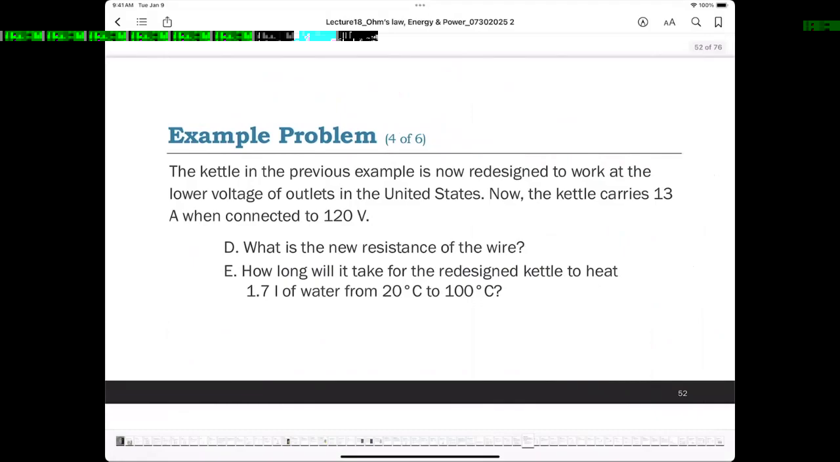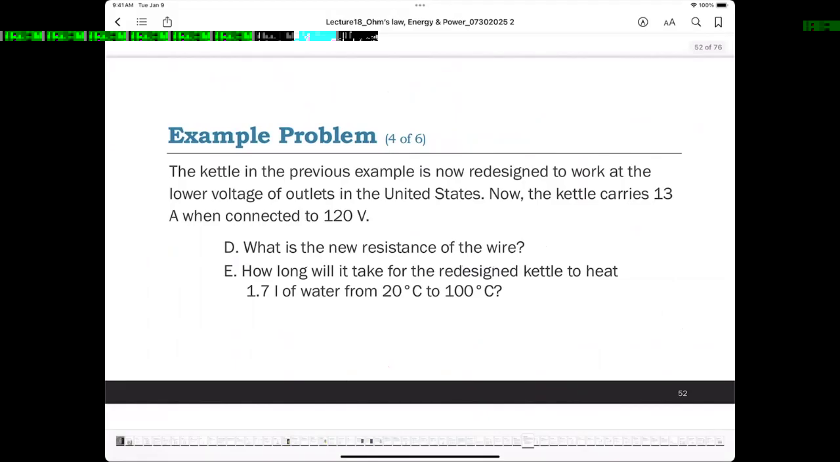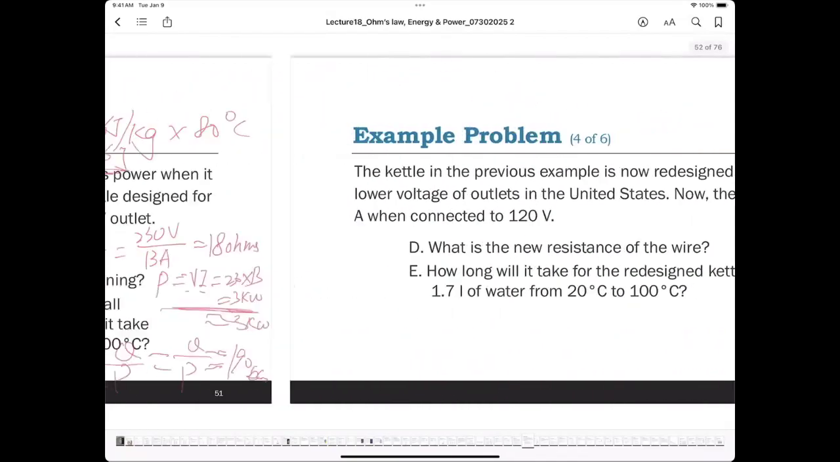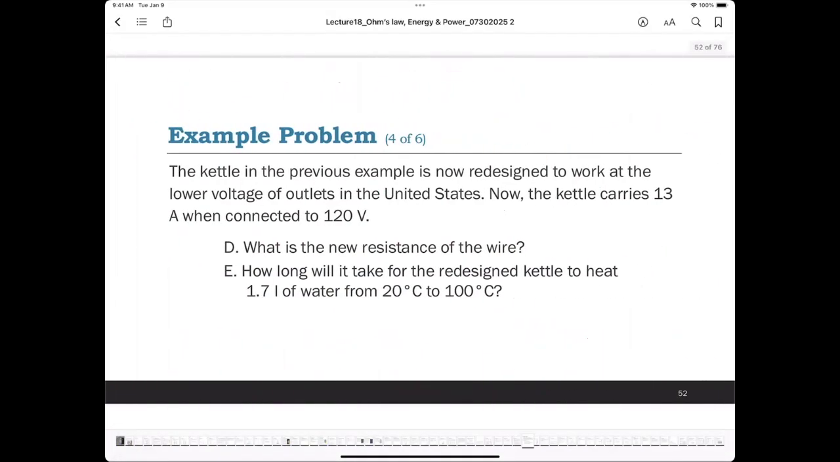And the kettle in the previous example is now redesigned to work at the lower voltage of outlets in the United States. Now the kettle carries 30 amperes, connected to 120 volts. You can see here this is 30, and this is the volt. For the previous question it was 230 volts, but here it is 120 volts. So what is the new resistance of the wire?